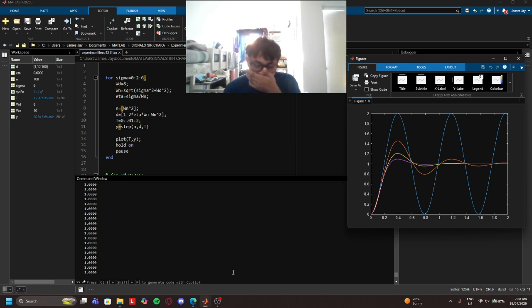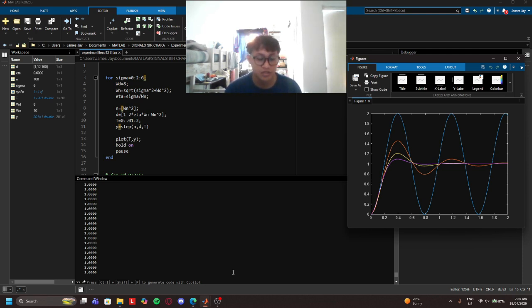For example, when the damping factor was low, the system showed oscillations with higher overshoot. As the damping increased, the oscillations decreased and the system became more stable.